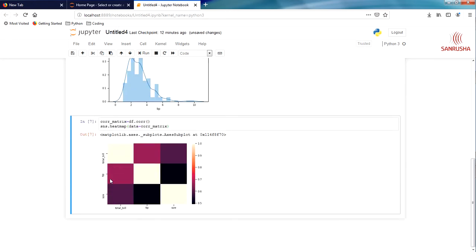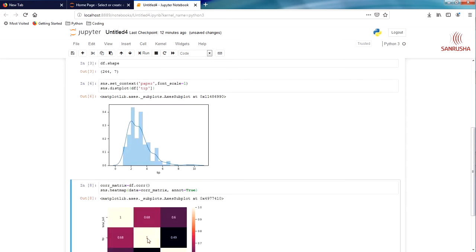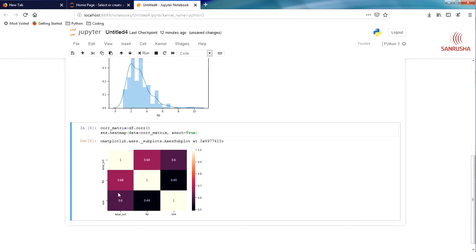It is not looking very informative because it's missing the numbers here. To add the numbers, we will say annot equals True, and here you go. Now it has numbers. Look at the tip, and down here you see, of course, tip to tip will be 1. They are directly related to each other. But among total bill and size, you can see the total bill amount affects the tip more than size.